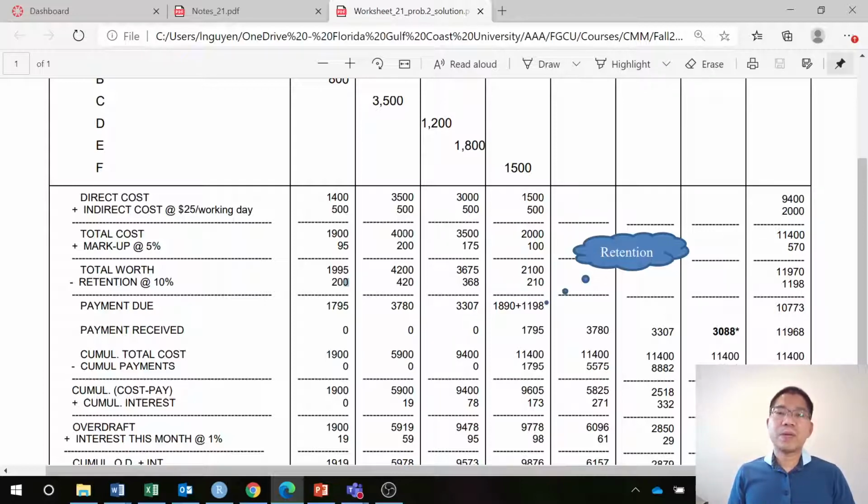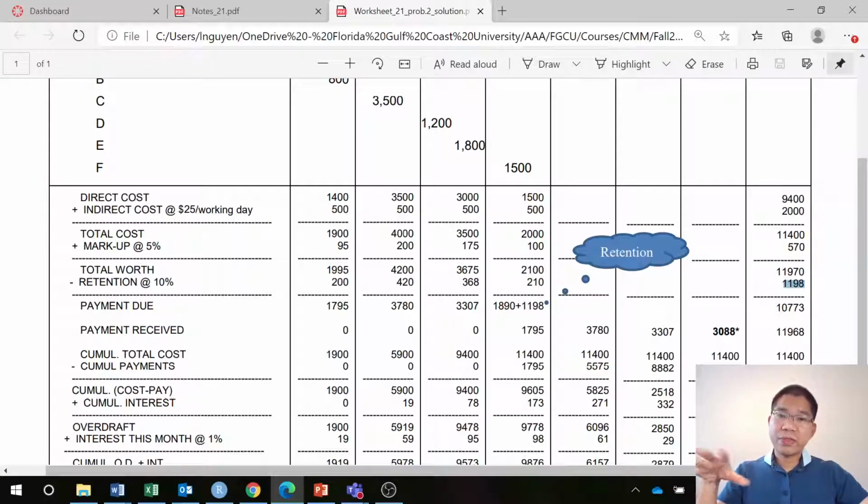For that progress payment, the owner may retain some money, in this case 10%, and round up to the whole number. So it's 10% of 1,995,000, so round up to 200,000, 420,000 retention, etc. So that is the total retention, 10% of the project costs, 1,198,000.